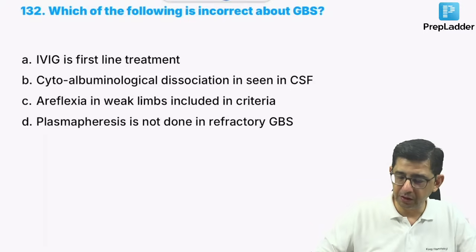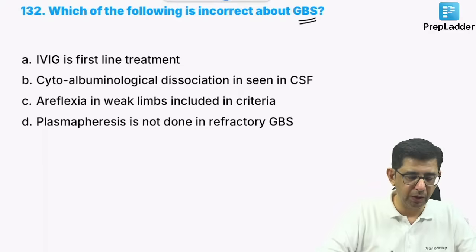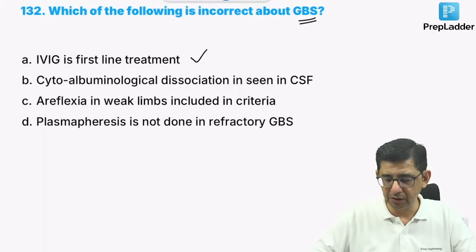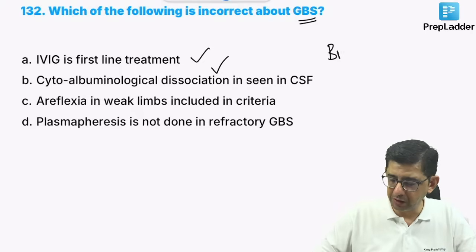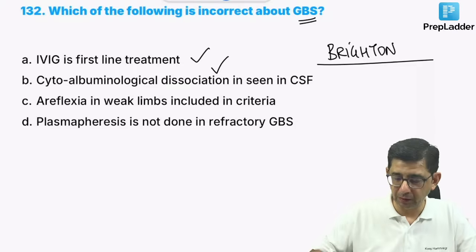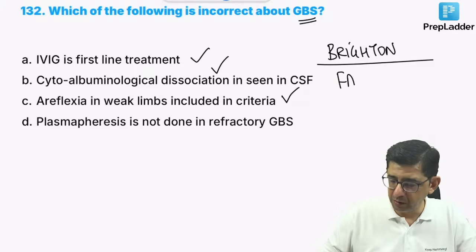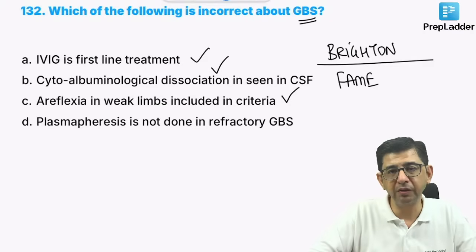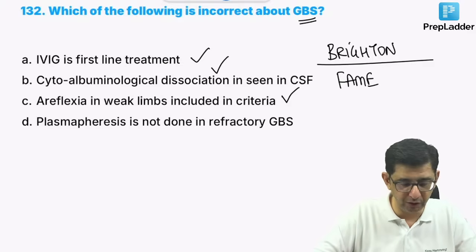Okay, which of the following is incorrect about Guillain-Barré syndrome? So, IVIG is the first line treatment in this condition. Albuminocytological dissociation is present. The diagnostic criteria that we're talking about here is Brighton criteria. And there has to be presence of areflexia also. So FAME is a mnemonic that we use for that: flaccid weakness, areflexia, albuminocytological dissociation, monophasic course, and electrodiagnostic studies.